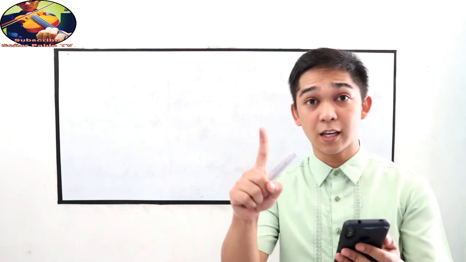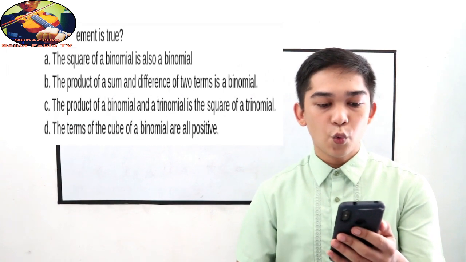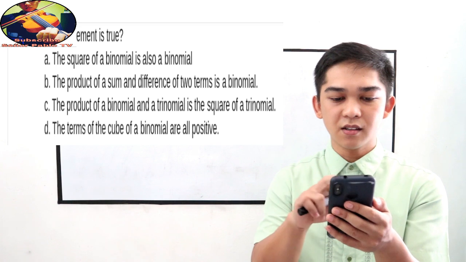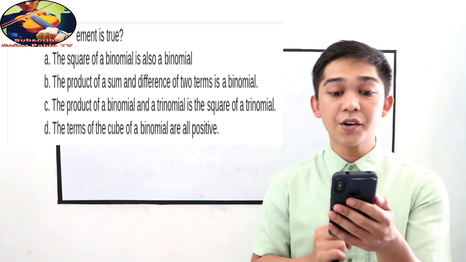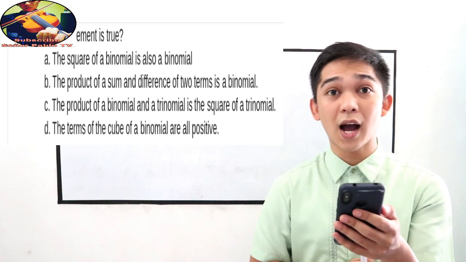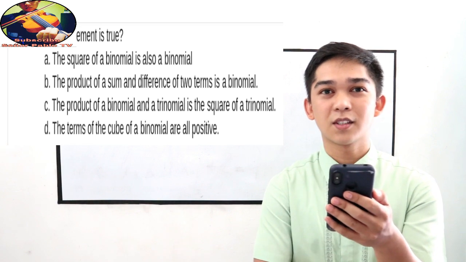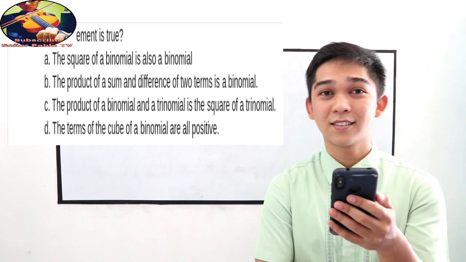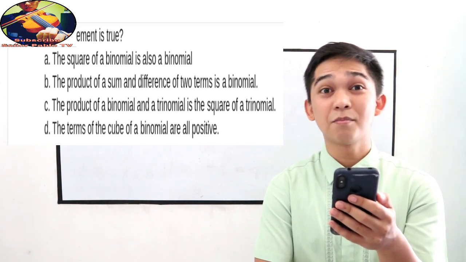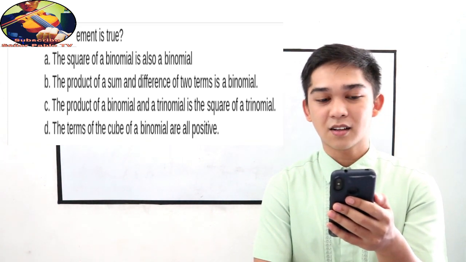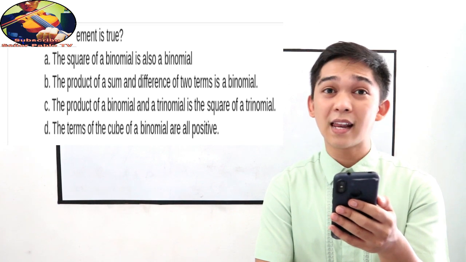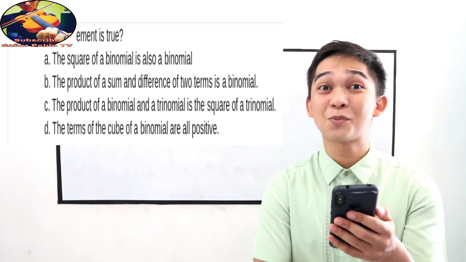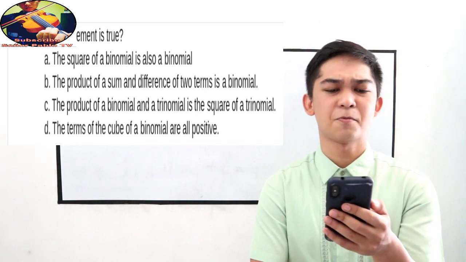So, number 1 natin, which statement is true? A, square of a binomial is also a binomial. Tama ba? So, yung A natin, mali. Kasi, ang square of a binomial is a trinomial. Yan, sa special products natin. So, mali na si A.